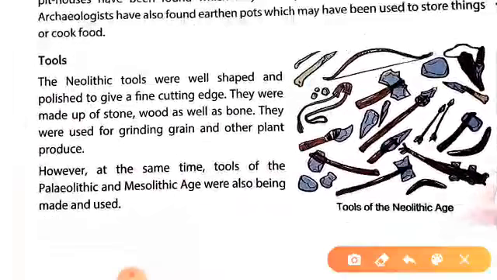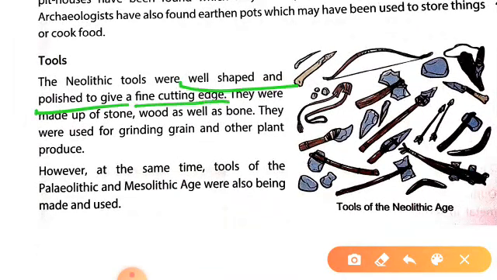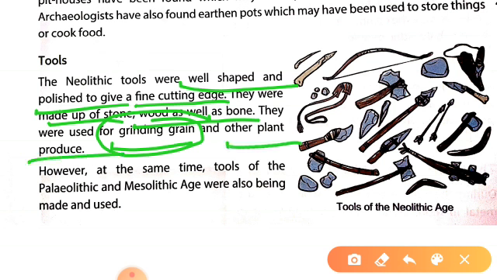Now we'll discuss the tools of Neolithic people. Neolithic tools were well shaped and polished, because they were updated from the Mesolithic, and had a fine cutting edge. They were made of stone, wood, and also bone. They were used for grinding grain, because they had started planting and farming. Now we use grinding machines, but they ground grain with stone tools, and used other plant produce and crops. However, at the same time, tools of the Paleolithic and Mesolithic ages were also being made and used. So we have seen the different characteristics of the Mesolithic and Neolithic ages.